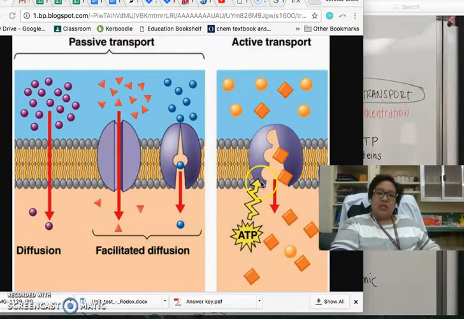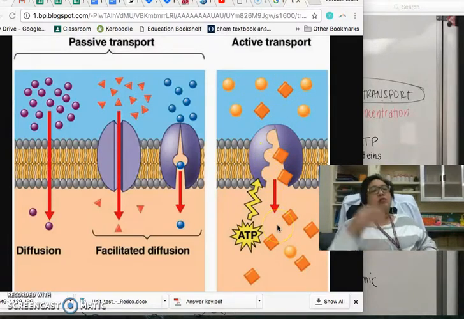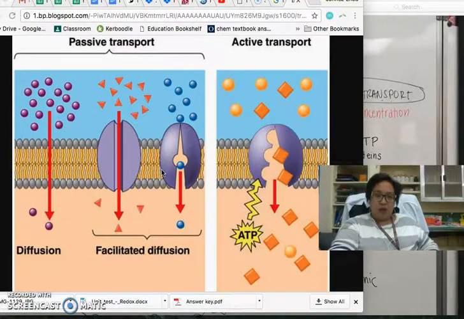It uses ATP, so attachment of the ATP changes the shape of this protein. Thereby, even if there are many of these diamond-shaped substances here, you can still force your substance to move from low concentration to high concentration. Then you have endocytosis and exocytosis. Think vesicle transport for exocytosis and endocytosis.